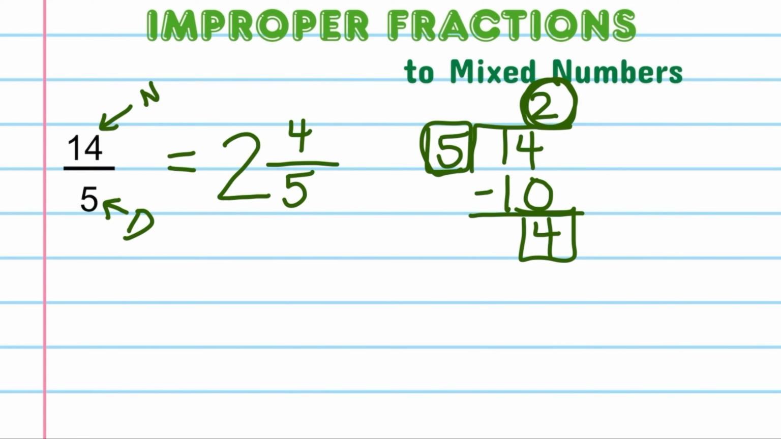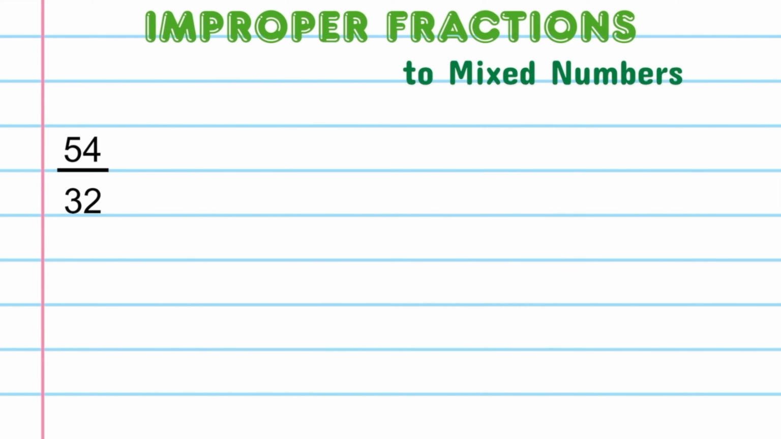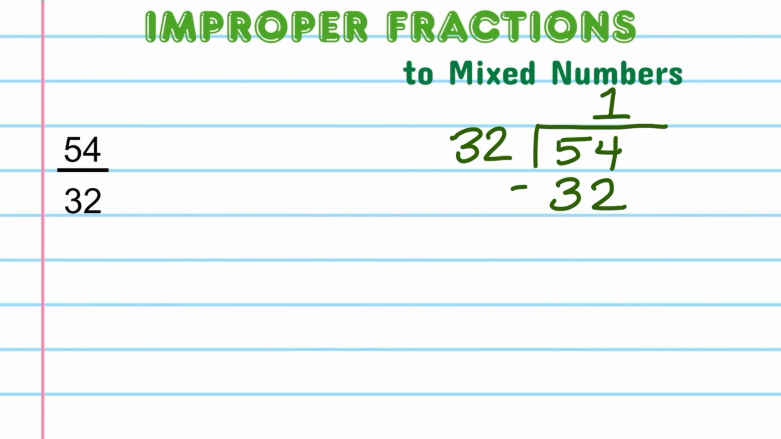Let's look at example 3. Now our numbers are a little bit bigger. So now I'm going to do the same thing. Well, my numerator is 54. My denominator is 32. So I'm going to take 32 and I'm going to divide that into 54. Well, 32 goes into 54 only one time. 32 times 1 is 32, and I'm subtracting that. So 4 minus 2 is 2. 5 minus 3 is 2. So I have 22 left over.